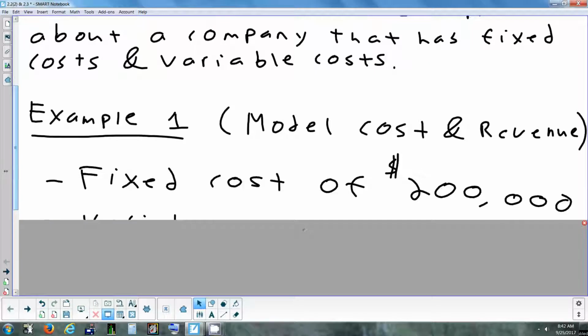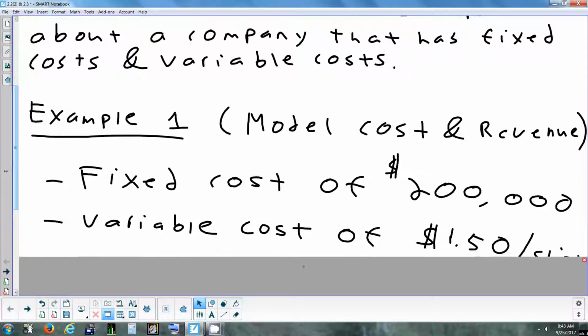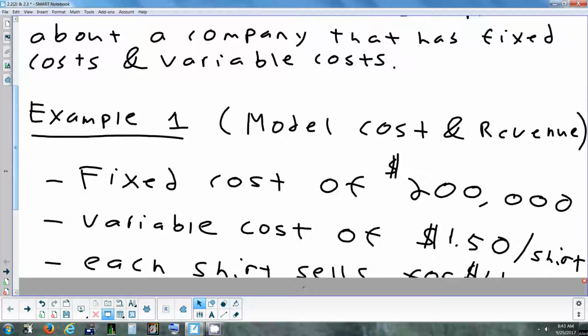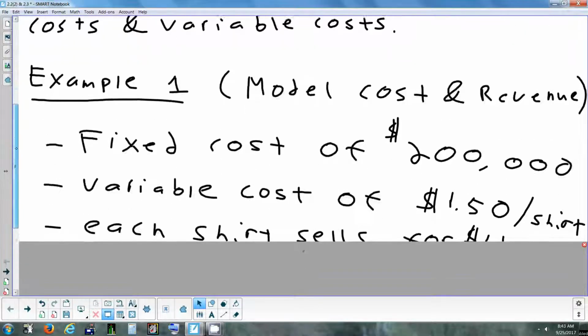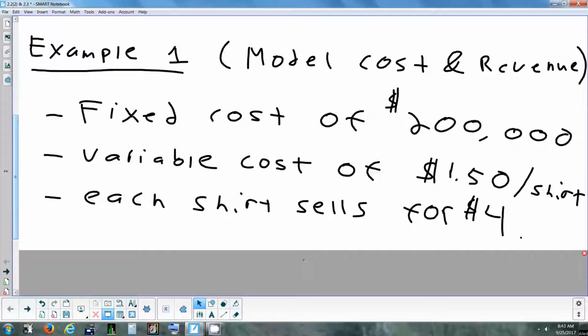So this company has a fixed cost of $200,000. And we don't know what that is. Maybe it's the cost for the building. Maybe it's the employees' salaries at the factory. But whatever it is, it's the fixed cost. And the company has a variable cost of $1.50 per shirt. Okay, so they're making t-shirts, and it costs them $1.50 for every shirt they make. They're going to sell each shirt for $4.